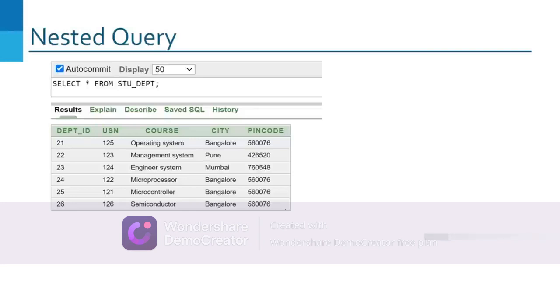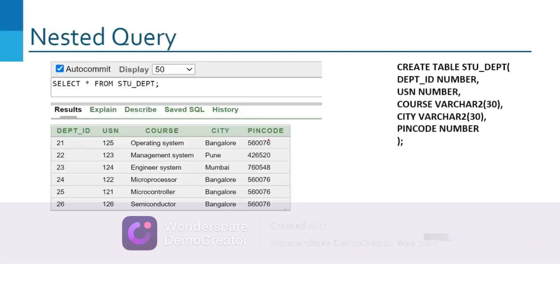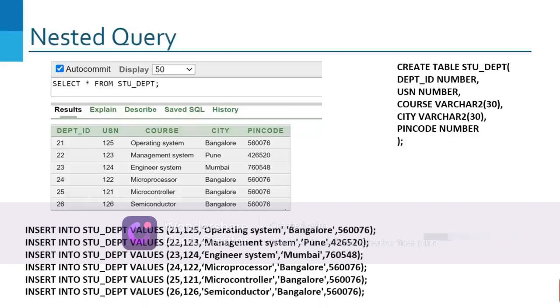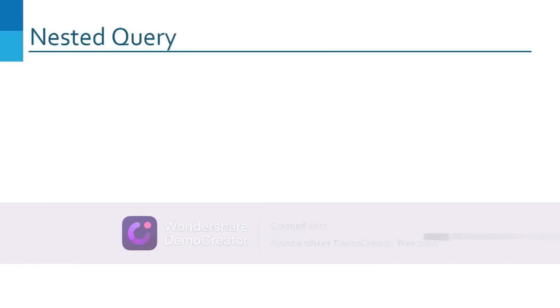So this is one table which we have created, student department. Okay. We have department ID, USN, course, city and pin code. How to create this? You already know. You have to create a table and you have to insert these values. I have written some code here so that you can copy it and put it in your Oracle database. But for the time being, let's understand what questions I'm asking here.